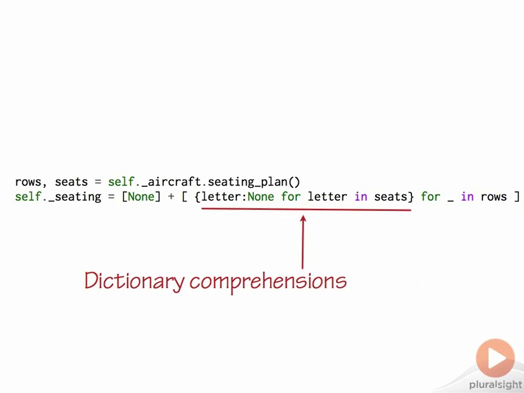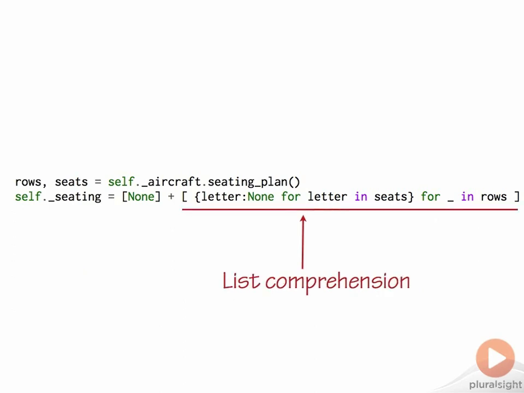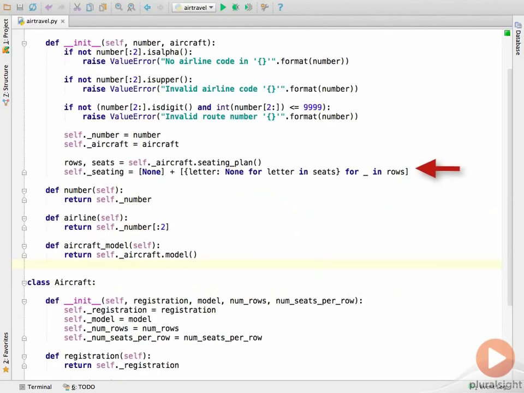The item expression part of the list comprehension is itself a comprehension, specifically a dictionary comprehension. This iterates over each letter for the row and creates a mapping from the single character string to None to indicate an empty seat. We use a list comprehension rather than list replication with the multiplication operator because we want a distinct dictionary object to be created for each row. Here's the code after we put it into the initializer.